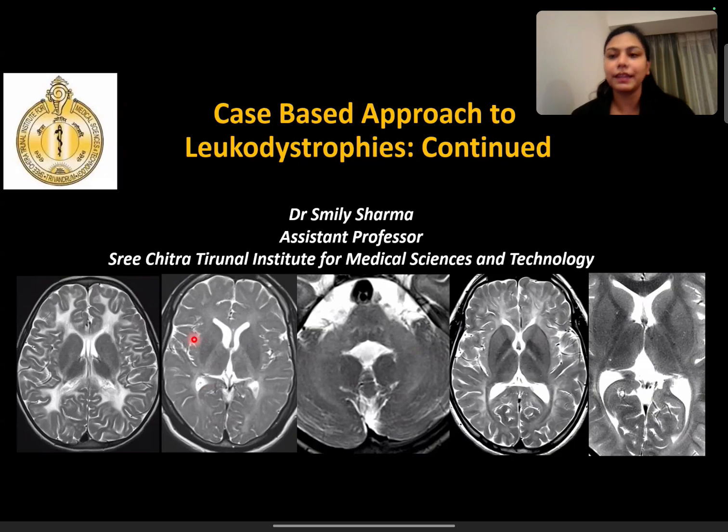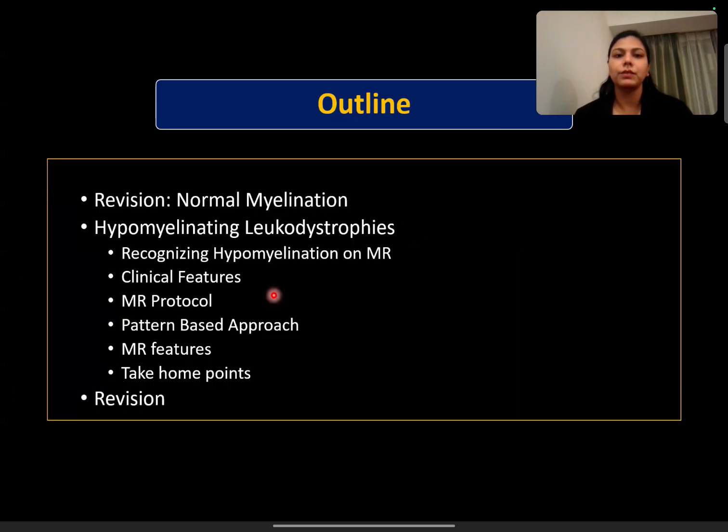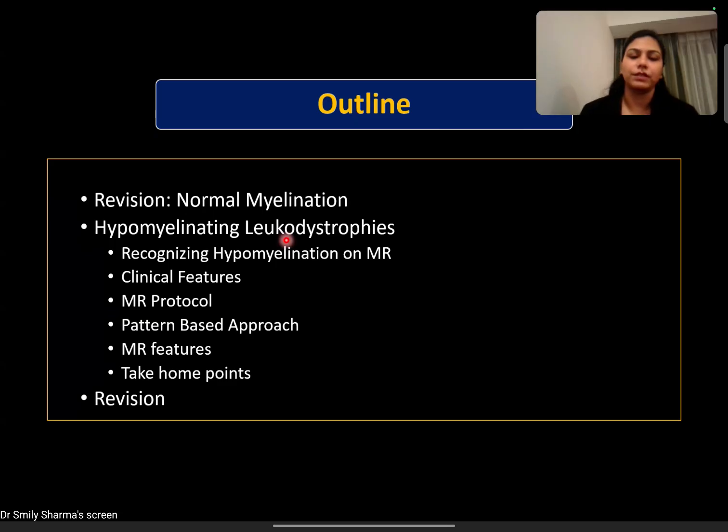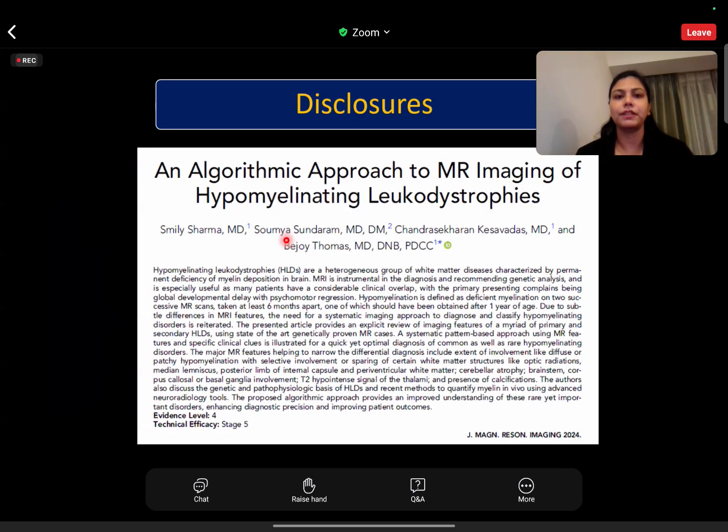So now we'll be continuing from our previous session. In the previous session, we discussed the demyelinating leukodystrophies. And today we'll be discussing predominantly hypomyelinating leukodystrophies. So before starting, I'll just give a brief outline. We'll discuss normal myelination. We'll first discuss some concepts about hypomyelinating leukodystrophies, and then we'll look at the cases, and in the end, we'll have a small revision. Before starting, I want to disclose that most of the images and tables in this presentation are from a recently published article in the Journal of Magnetic Resonance Imaging.